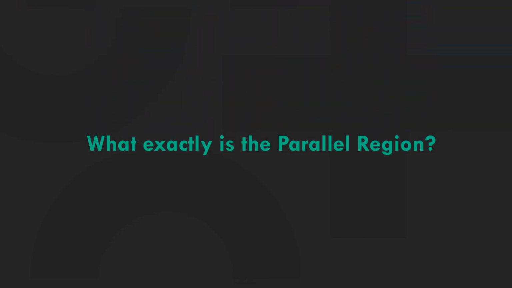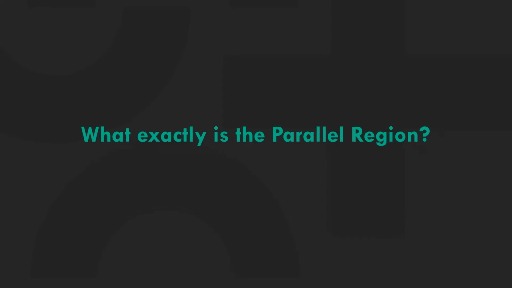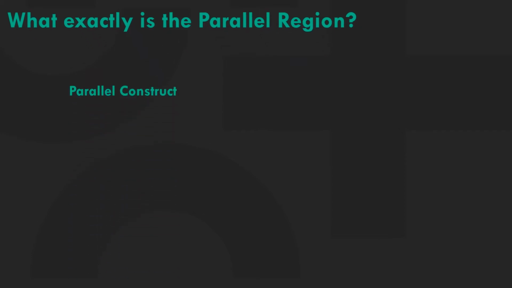So what exactly is the parallel region? The parallel region refers to the code enclosed between the brackets following the parallel construct. The syntax of the parallel construct is #pragma omp parallel followed by a pair of brackets. All code between these brackets is run by multiple threads running in parallel. All code before and after the parallel region is serially run by a single master thread.